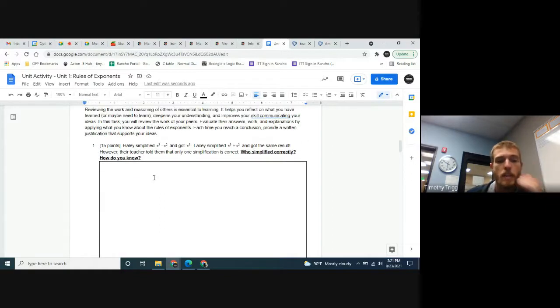Okay, so the first person here is Haley. Haley simplified x to the power of 3 times x to the power of 2, and she got x to the power of 5. Lacey simplified x to the power of 3 plus x to the power of 2, and she got the same result. So she also got x to the power of 5. However, the teacher told them that only one simplification is correct. So who simplified correctly? Well, in this case, Haley simplified correctly. The reason why is because when you're multiplying two powers, as long as they have the same base, then you add the powers. Okay? You would not be able to add these together in that same way.